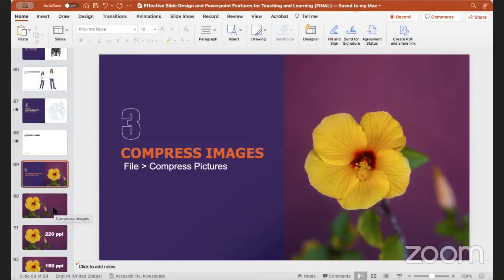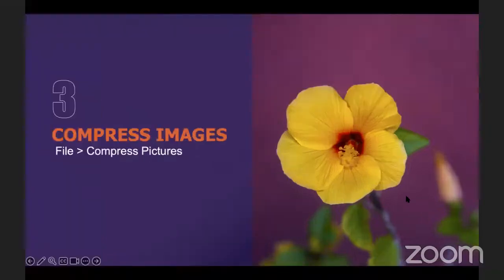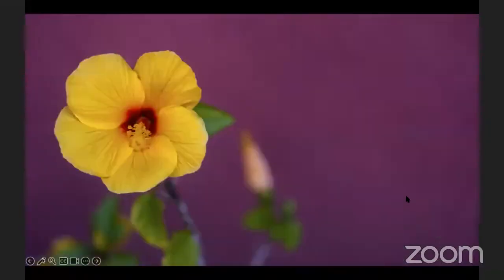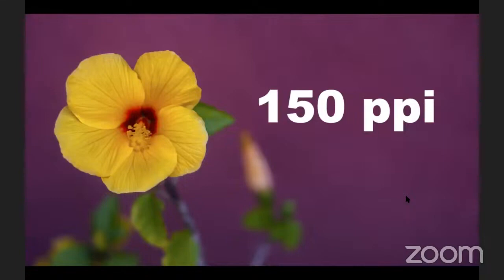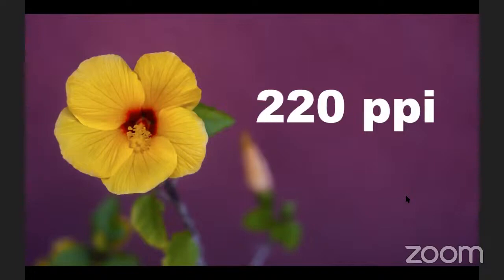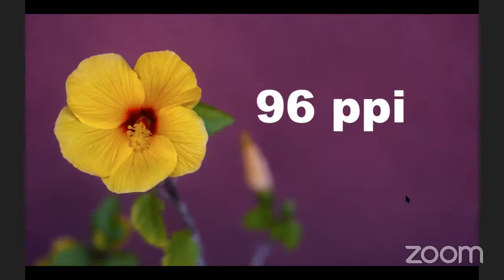I just want to show you that when you do compress your images, it doesn't necessarily affect the quality of the image. So here you have the initial image, which is whatever size it is that you download or you've taken on your camera or created. This is an image that is 220 ppi, which is pixels per inch, 150. You'll see that the quality is still fairly similar to the 220 one. And then when you get down to 96 ppi in an illustration like this, it just seems to work.